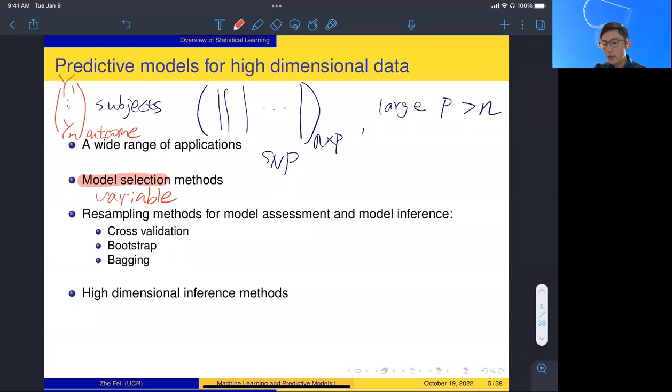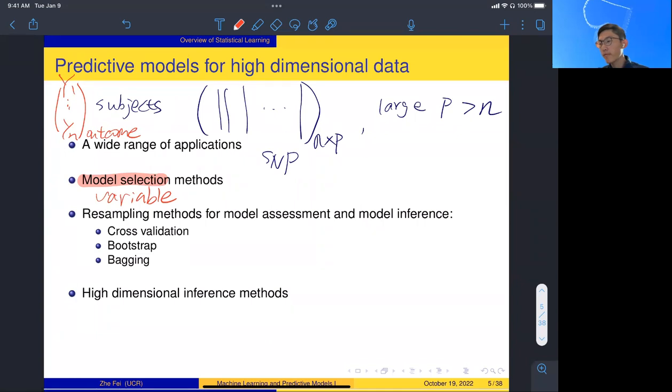So the hypothesis, or the assumption, is that not all of these P SNP variables are related to our outcome. We want to find the actual important SNPs, and that is a selection problem. We want to select the relevant variables from all of the data that we have collected. Based on this goal of model selection, people have developed different methods, and that is what we want to introduce.